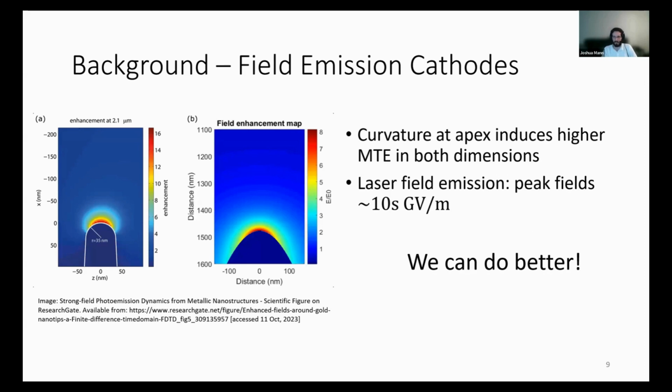So one problem with these nanotips is that the apex is spherically shaped. And so that means that your ionizing fields are going to be mostly enhanced at the apex, but also you're going to get some enhancement off the apex somewhat. You're going to have fields that are pulling electrons out at these angles. And the thing is, this is happening in both dimensions. So this process is going to worsen your MTE in both the X and Y transverse dimensions. Additionally, if you're doing laser field emission from these nanotips, like ultrafast 800 nanometer laser field emission, you can get peak fields of tens of gigavolts per meter, maybe 40 gigavolts per meter, which is actually pretty impressive, but we can still do better.